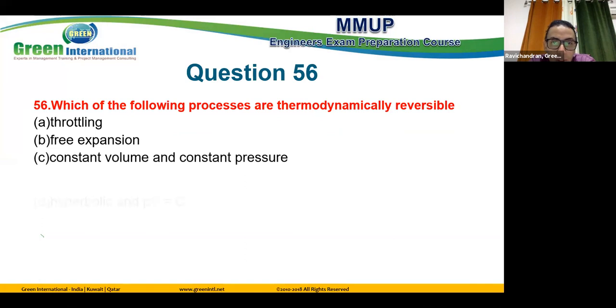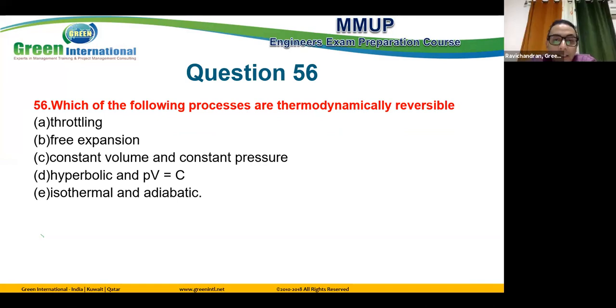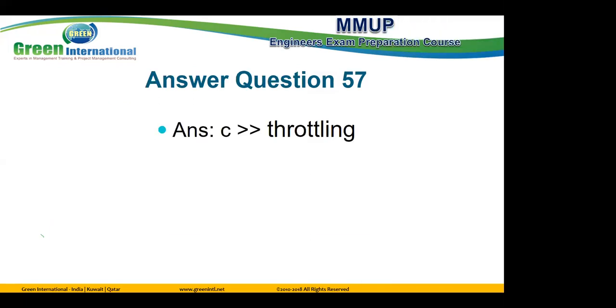Which of the following processes are thermodynamically reversible? Yes, isothermal and adiabatic. Which process is irreversible? Throttling. Yes, sure. Okay.